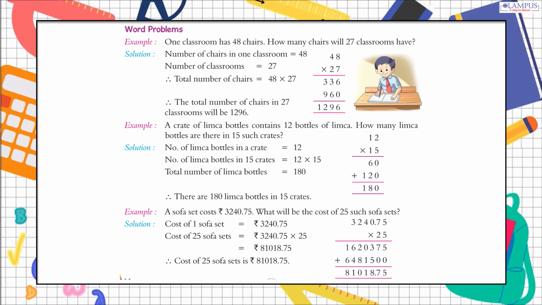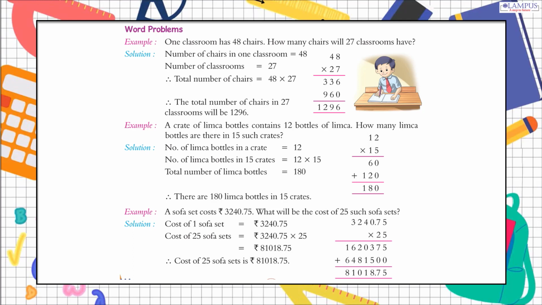Example: a crate of Limca bottles contains 12 bottles of Limca. How many Limca bottles are there in 15 such crates? Solution: number of Limca bottles in a crate equals 12. Number of Limca bottles in 15 crates equals 12 times 15. Total number of Limca bottles equals 180. Therefore, there are 180 Limca bottles in 15 crates.